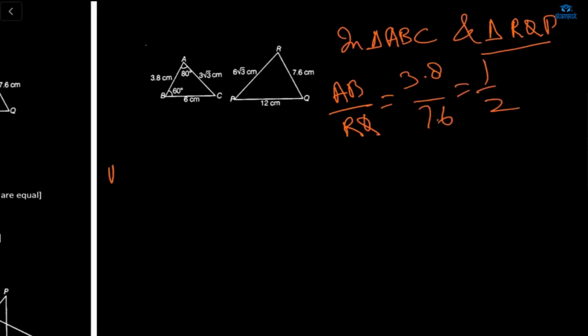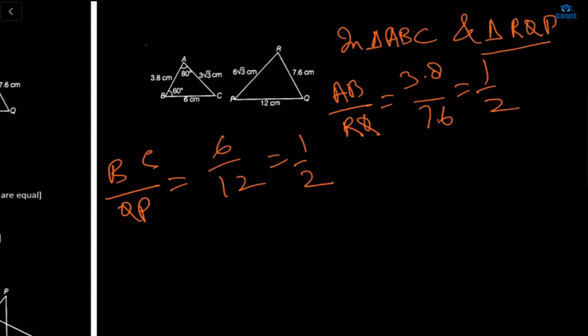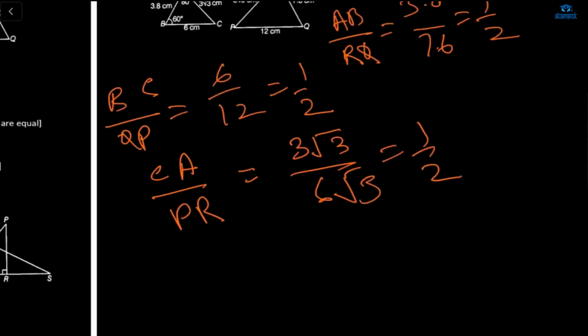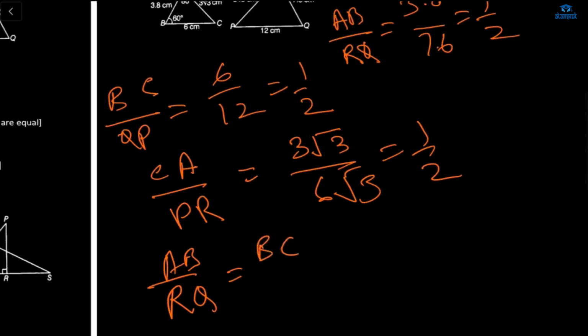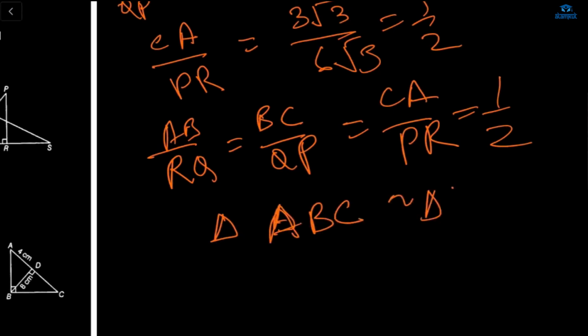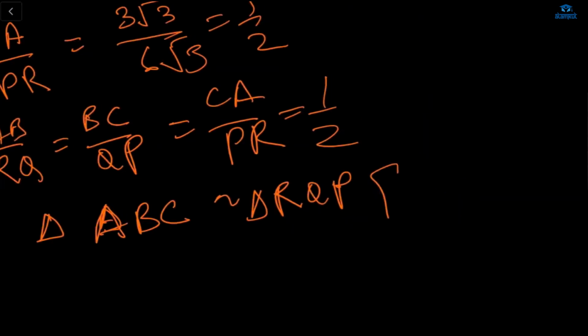Now the next side, BC by QP, is 6 by 12, so the ratio will again be half. Now the third side, CA by PR, will be 3√3 and 6√3. That will again give you half. So you can see that AB by RQ is equal to BC by QP is equal to CA by PR. Since all three ratios are equal, triangle ABC is similar to triangle RQP, from the SSS criteria.